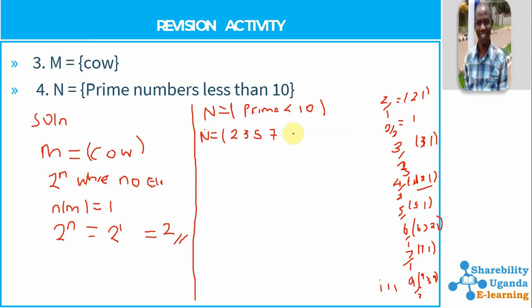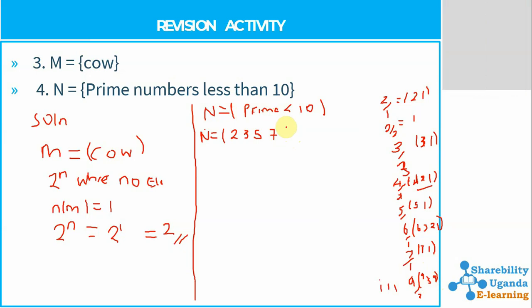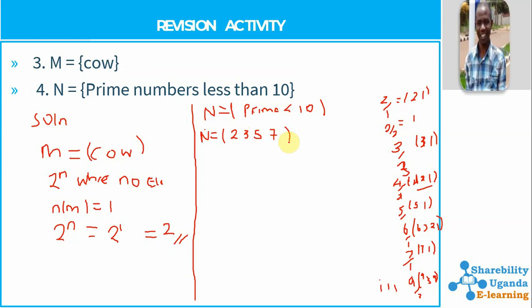Okay, so we can also now stop at what? At 7. That means when you need all the prime numbers that are less than 10, we shall be able to stop at 2, 3, 5, and 7. So these are our prime numbers.